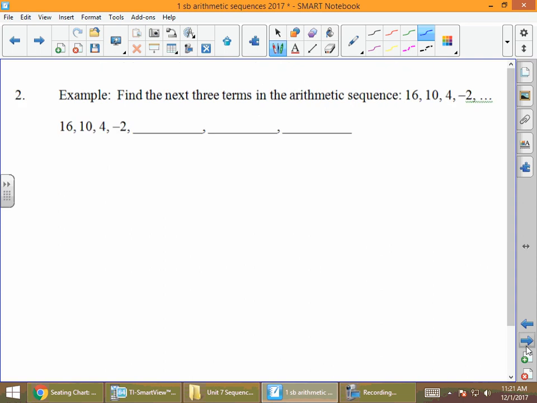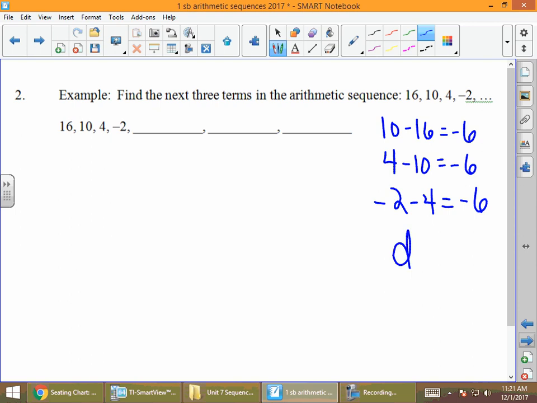When we look at example number 2 here, find the next 3 terms in this arithmetic sequence. Once again, what we have to start with is to find the common difference. 10 minus 16 is negative 6. 4 minus 10 is negative 6. Negative 2 minus 4 is negative 6. There's our common difference, and the common difference is abbreviated with the D.